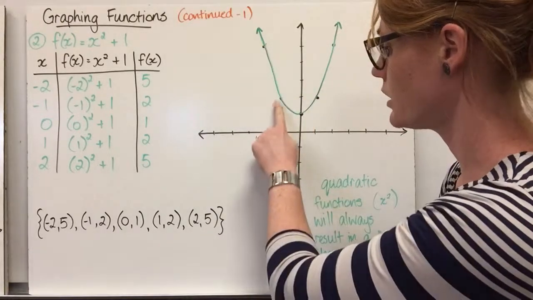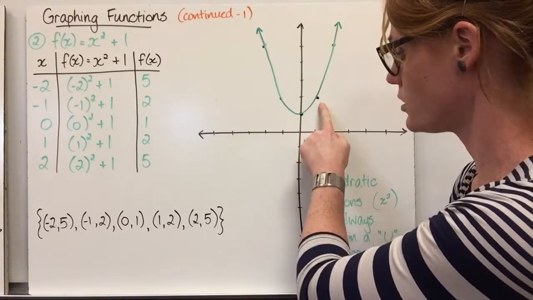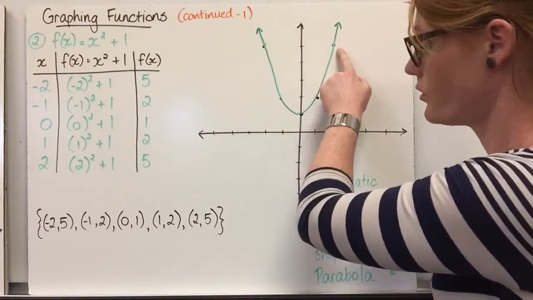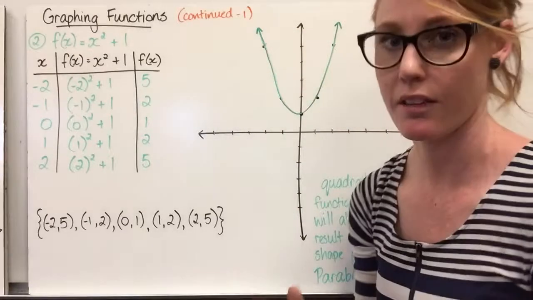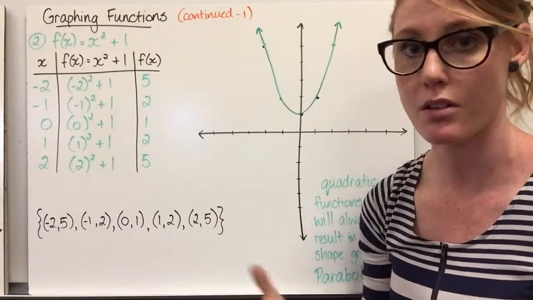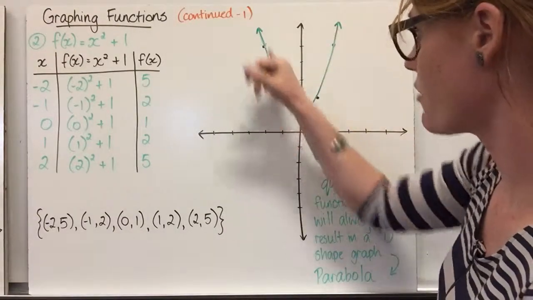We have (-1, 2), (0, 1), (1, 2), and (2, 5). So this might start to look like a V shape with the absolute value graph that we just saw, but in fact it's more of a U-shaped graph.